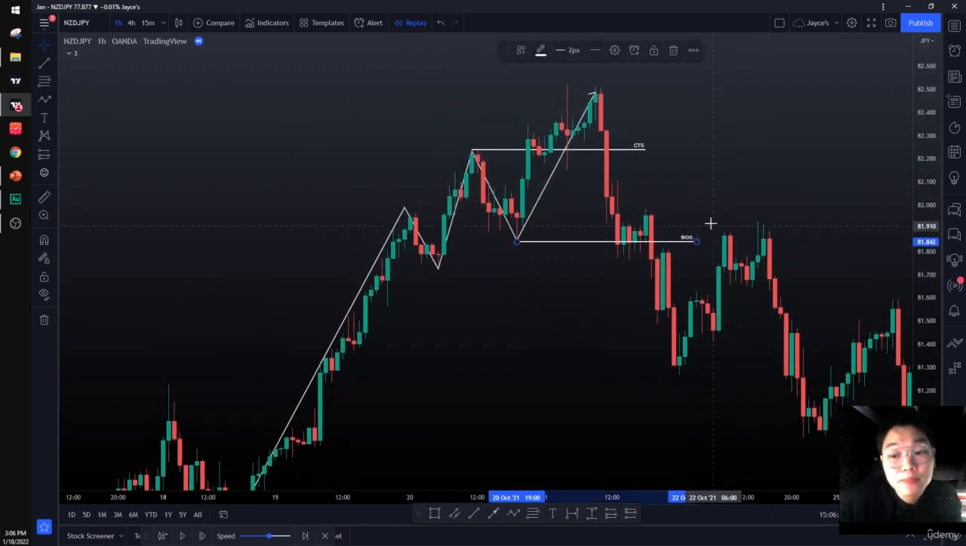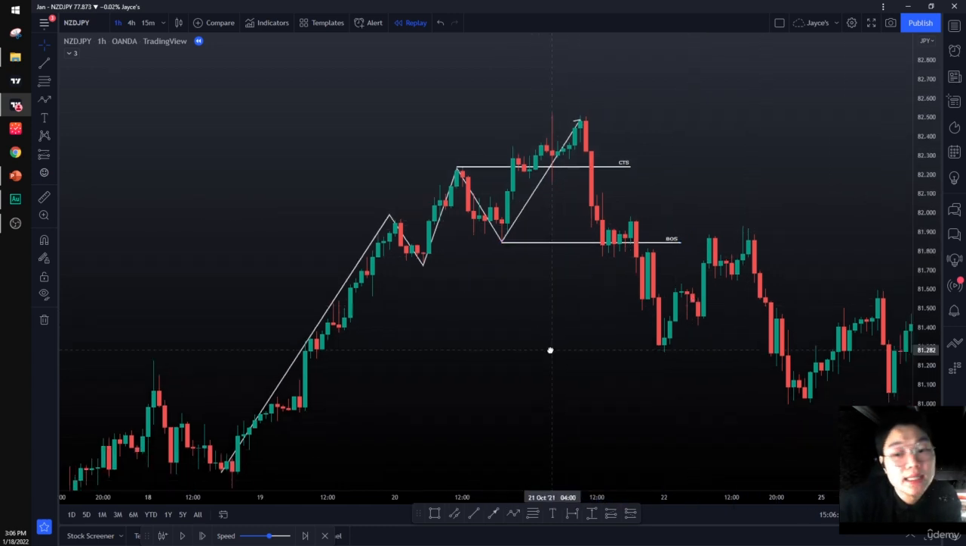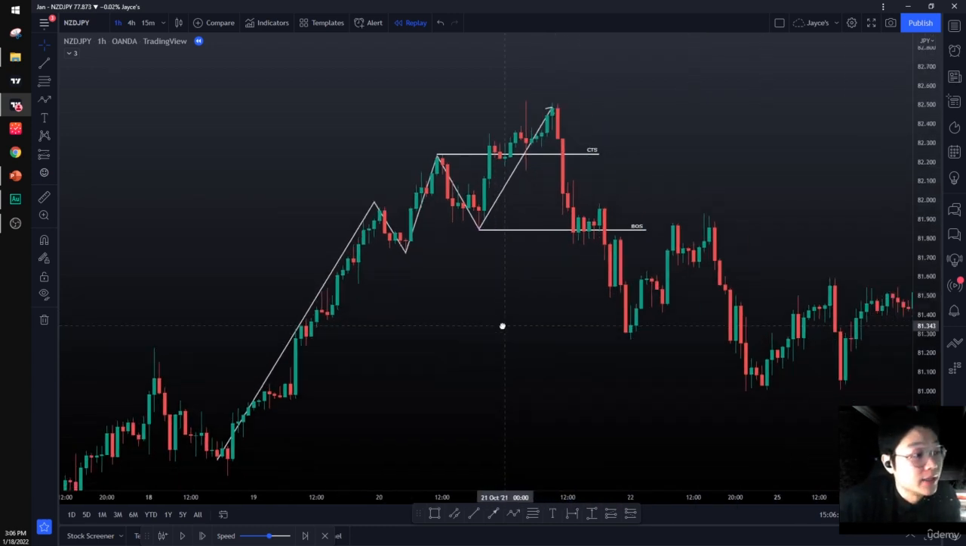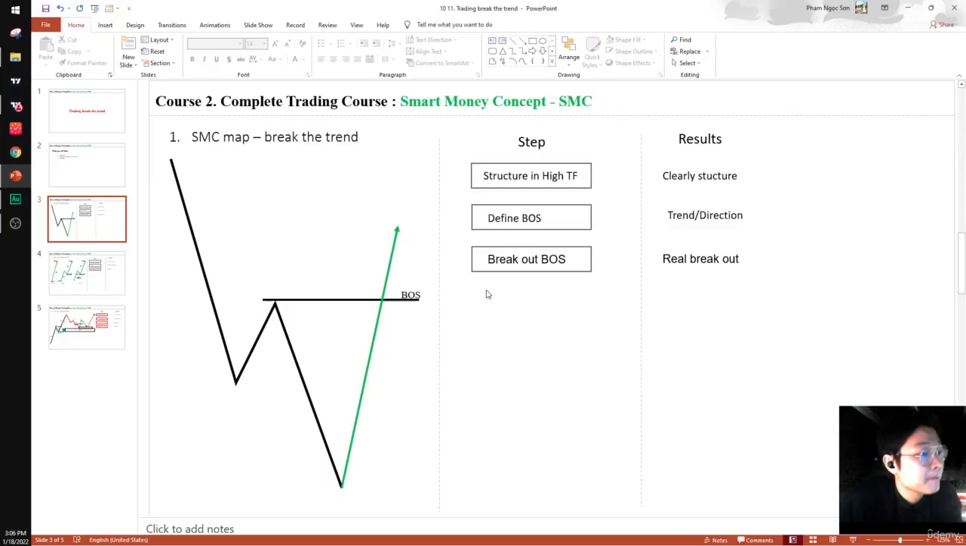In the total picture, price already broke out of the BOS in the 1 hour, and therefore price already changed from the up movement to the down movement. Therefore, we have already finished the first page. The structure is defined, the BOS is defined, and the breakout is defined.